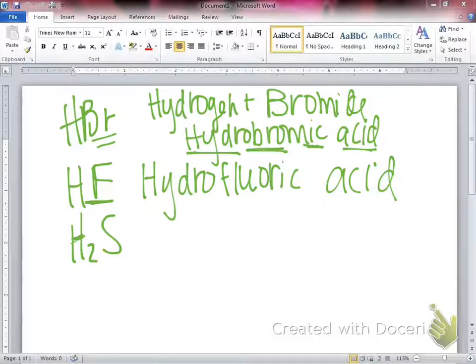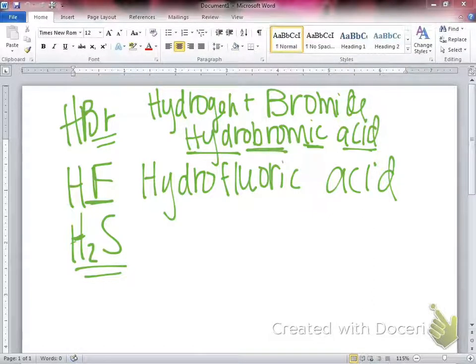What anion is hydrogen being paired with here? Fluoride. Not fluorine, fluoride. Tell me the difference between fluorine and fluoride. Fluoride is an ion. And since it's in group 7, what's its charge? -1. Good.